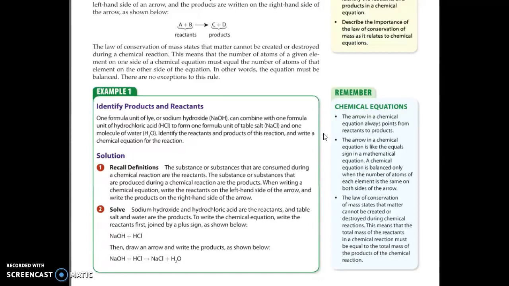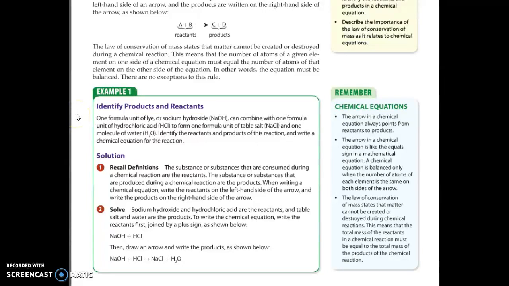So we keep mentioning mass, although we haven't done anything with that yet. But if you were going to look up the mass numbers of sodium, oxygen, hydrogen, and then a second hydrogen and chlorine and add those up, when your equation is balanced, it would equal the same as when you add the mass numbers for each element on the other side of the equation as well. So that's why it keeps coming back to mass.